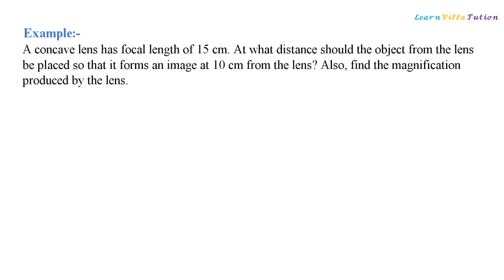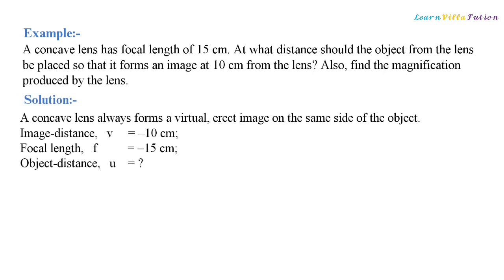Let's take some example. A concave lens has focal length of 15 centimeters. At what distance should the object from the lens be placed so that it forms an image at 10 centimeters from the lens? Also, find the magnification produced by the lens. Solution: a concave lens always forms a virtual, erect image on the same side of the object.